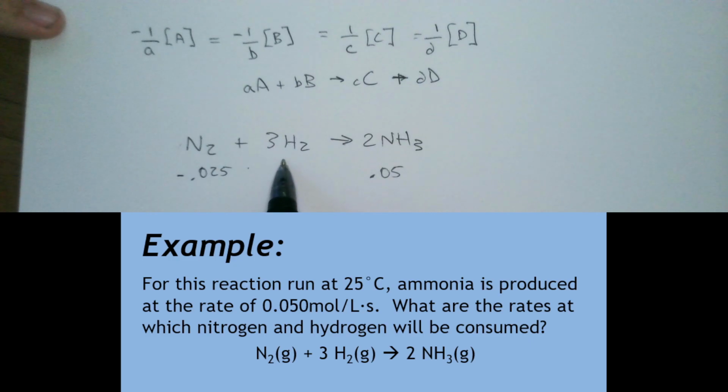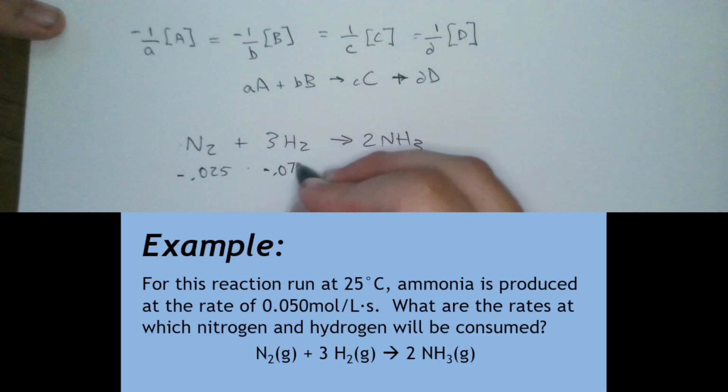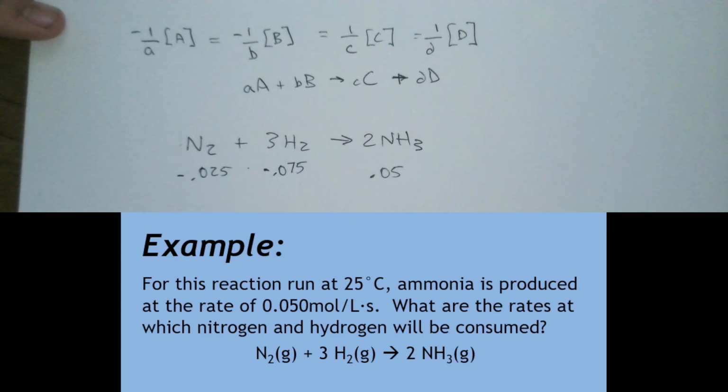Now, over here with H2, I consume 3 of these every time. So the rate of this is going to be 3 times the rate of N2. I'm using 3 times as many. So I'm using negative 0.075. I made them negative because I'm using them up, whereas this one is positive. Basically, I'm just paying attention to the stoichiometric ratios to figure that out.